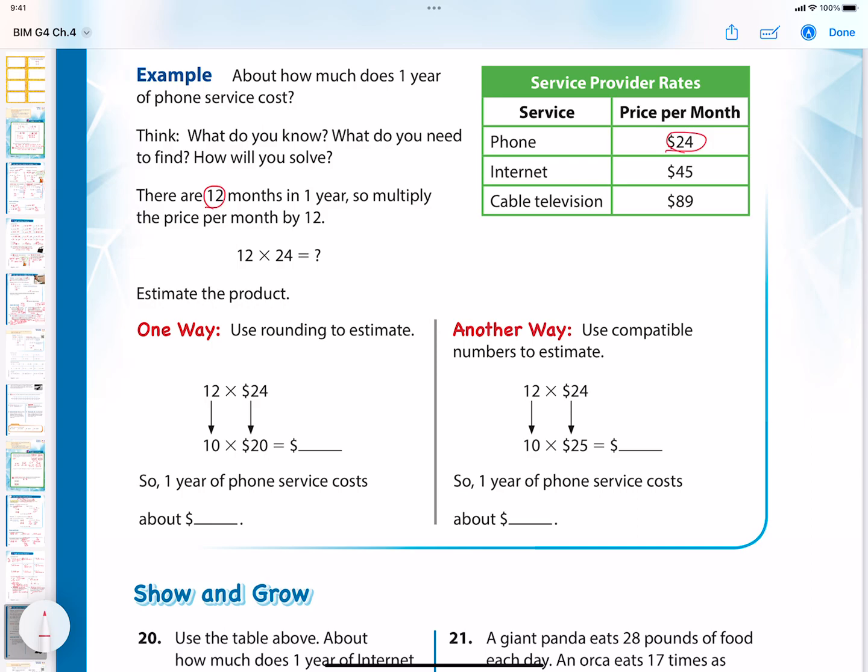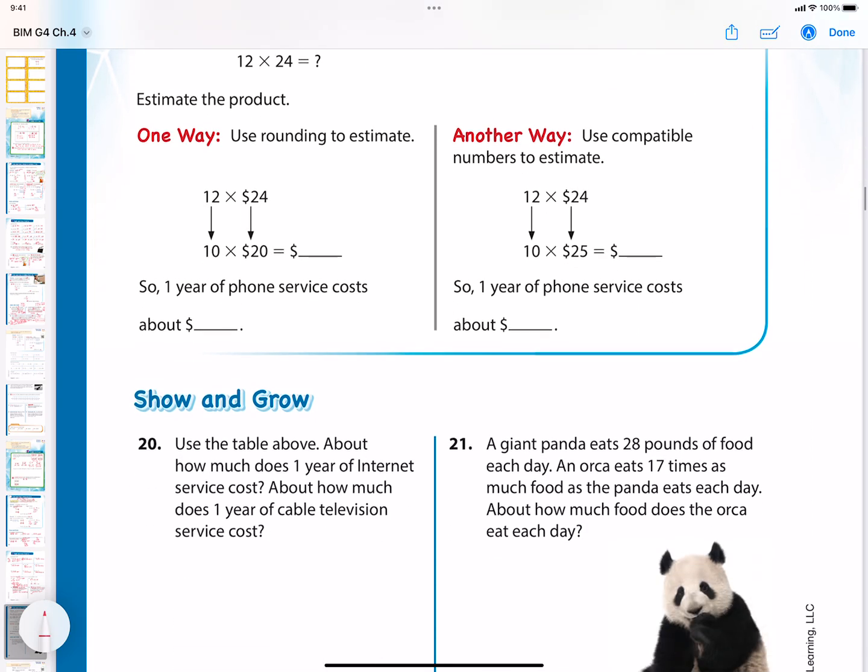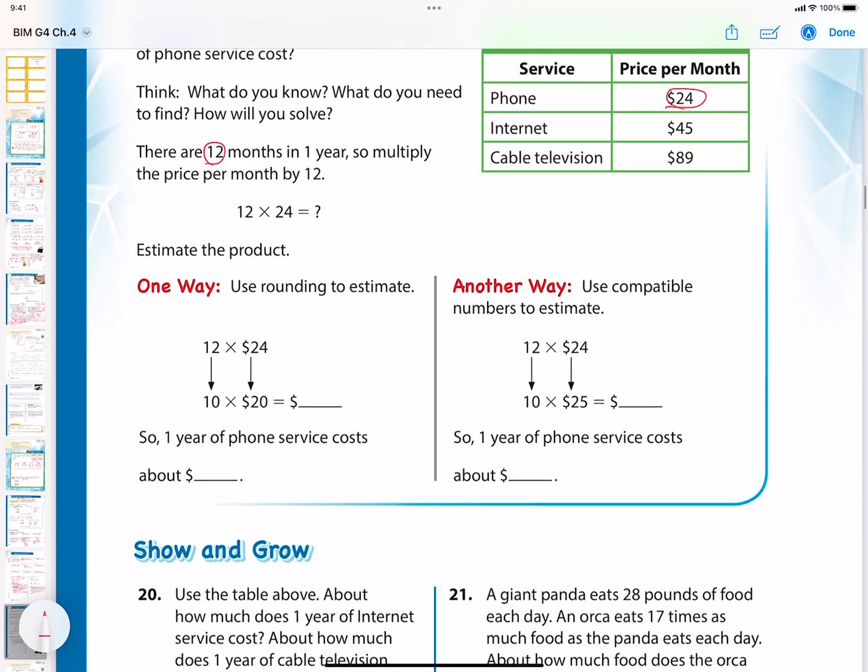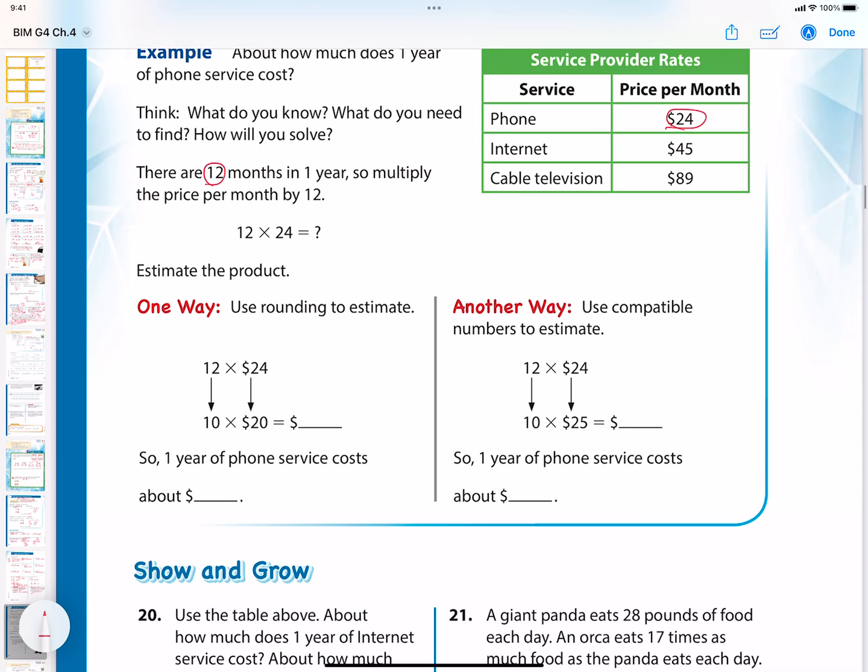Estimate the product. Now, one way. Use rounding, oh, sorry, we need to use the chart still. Okay, all right, table here. All right, use rounding to estimate. So we are going to use what? Rounding numbers. So 12 is round down to 10, and 24 is also round down to 20, which is what? 200. So 1 year of phone service costs about what? $200.